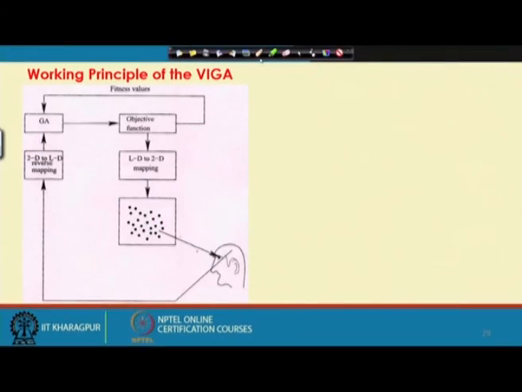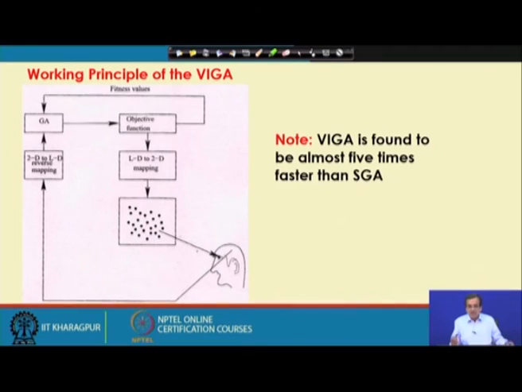Now, using this self organizing map, we have solved a number of test functions and we have solved a few real world problems also. We have seen that this visualized interactive GA is found to be almost 5 times faster than the ordinary binary coded GA or simple genetic algorithm.